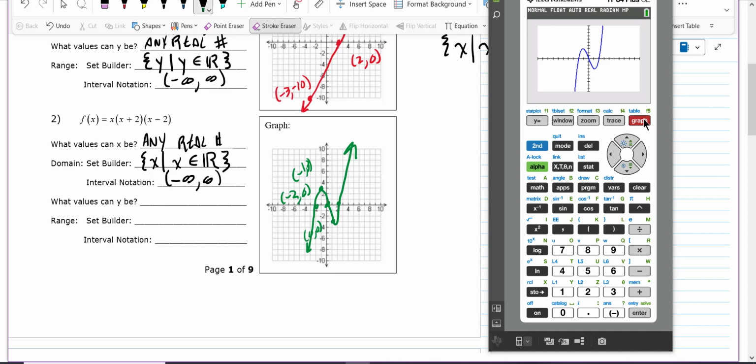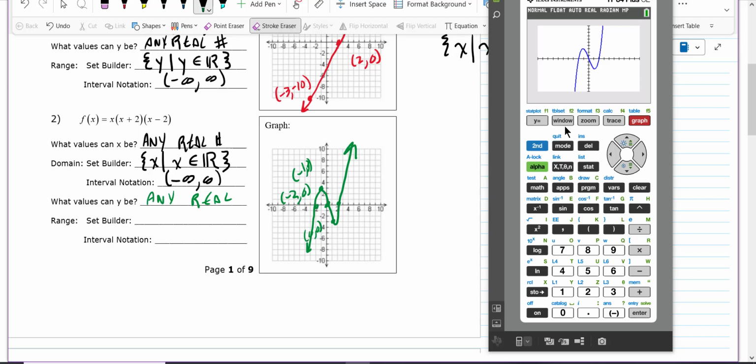Okay, so here's the thing on this. It looks like the graph is going up forever and down forever. So it looks like y can be anything. Y is this way, so it looks like every y value is going to be taken up by this graph. So we'll get the same result. Y can be any real number because the graph goes up forever and down forever.